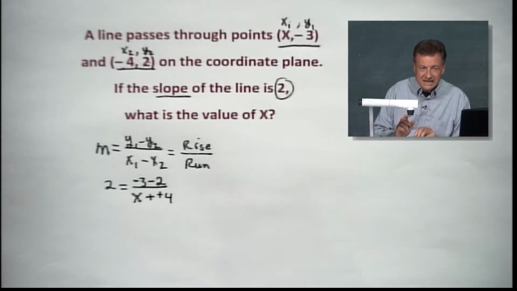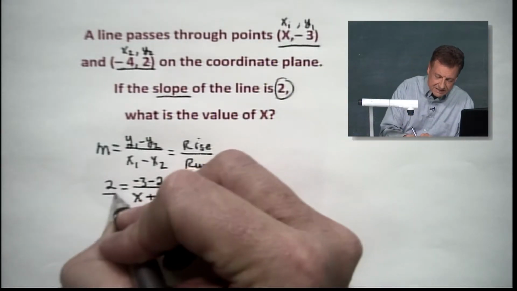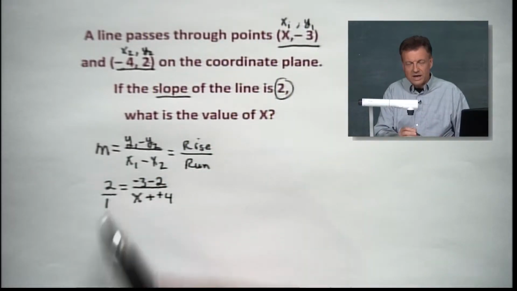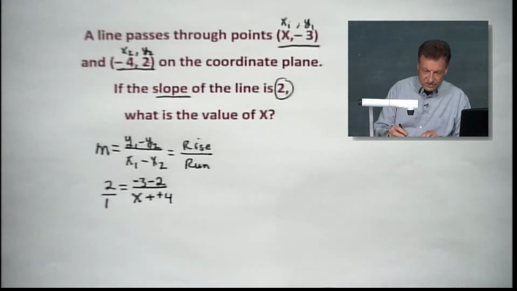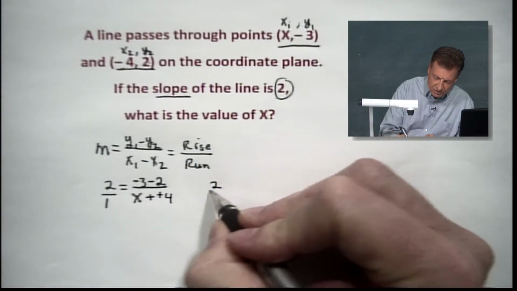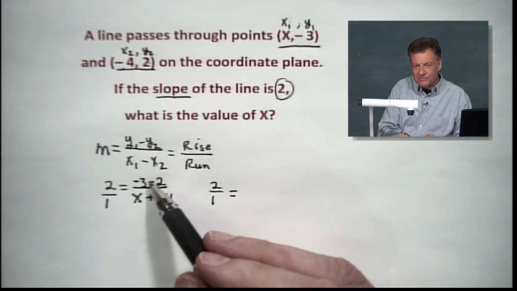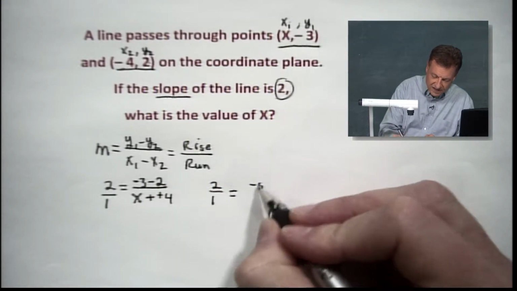So let's see. Are you ready to do something? Let's make this even easier. You keep saying, you're going to make it easier. I am. Let's go ahead and put a 1 underneath there, and we're going to make a proportion. So let me rewrite this out here a little bit where we've got a little bit of room to work with. And I'm going to go ahead and say that -3 minus 2 is going to give me -5.